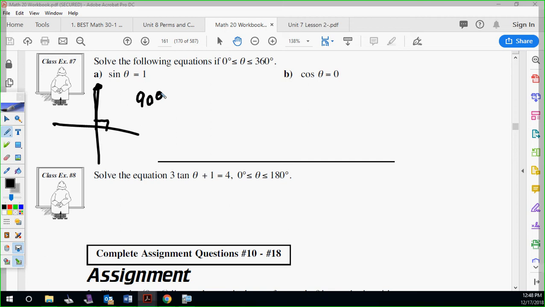Okay, cosine theta is 0. Well, it's actually the same one, right? X is 0 here and here. So we do use the one that Lucas said, so it's 90 and 270, because cosine hasn't moved, right? So cosine is 0 on the y-axis.